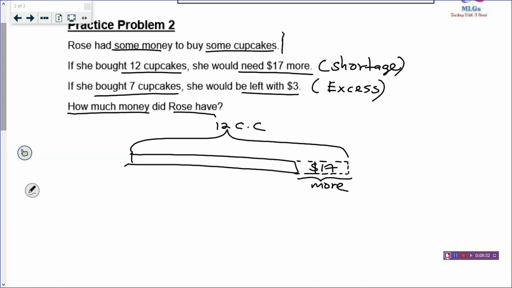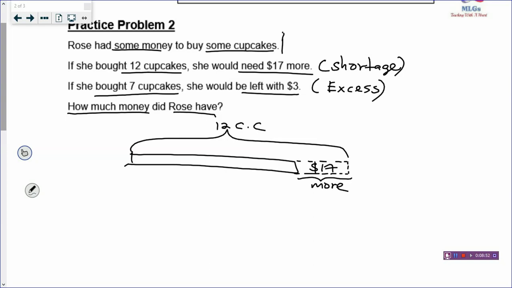Okay, so lesson here, if you're going to draw a parts whole model, the first sentence usually you can always draw a rectangle to represent the money. And if she doesn't have enough money, you show the invisible box, which is the shortage box. Okay, if she bought 7 cupcakes, she will be left with $3.